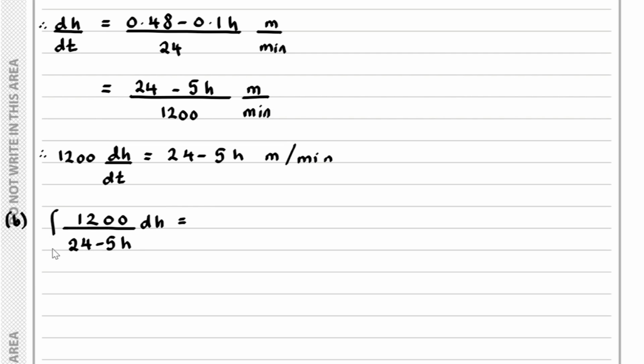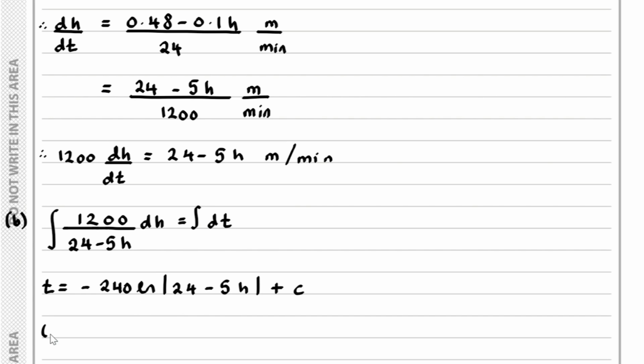So, if we then integrate, we have the following differential equation: the integral of 1200 over 24 minus 5h dh equals the integral of dt. So, if we integrate, we have t equals minus 240 times the natural log of the mod of 24 minus 5h, plus c.